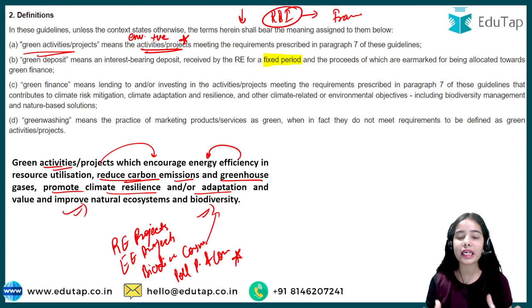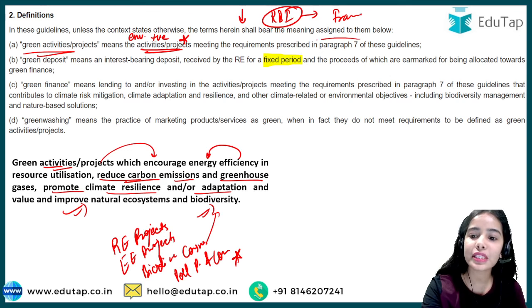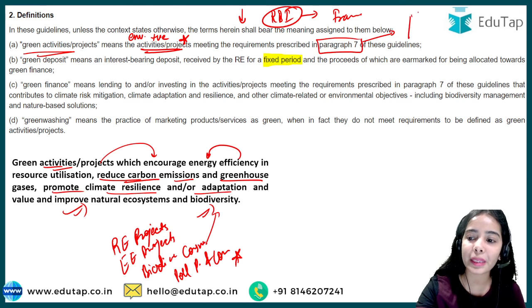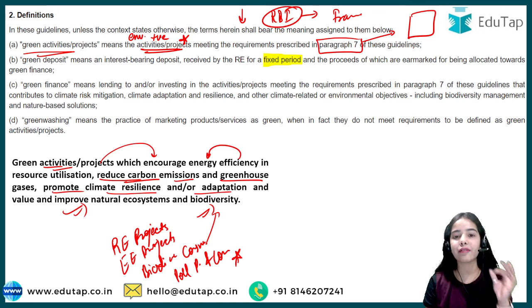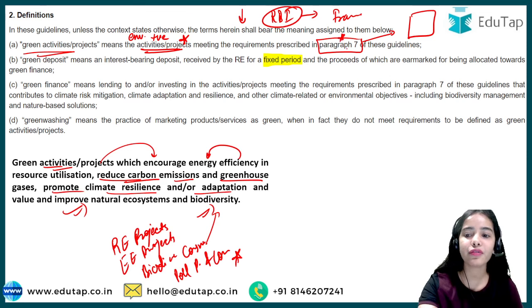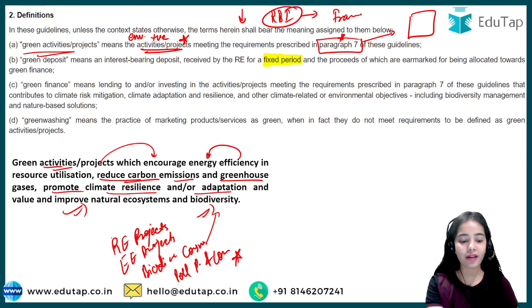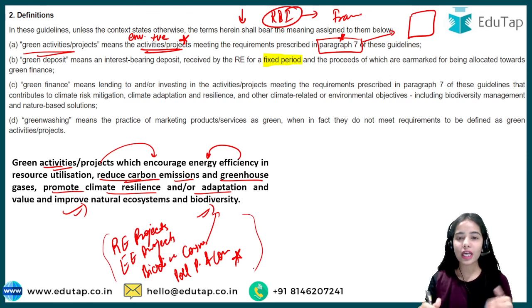So these are the green activities and projects, and when we see the coming slides, we will have the complete list of the green activities or projects that has been provided by the RBI. In the coming slides, in paragraph 7, we will see the complete list. I have given you some examples so that you understand that these are the green activities or projects that are environmentally positive activities or projects.